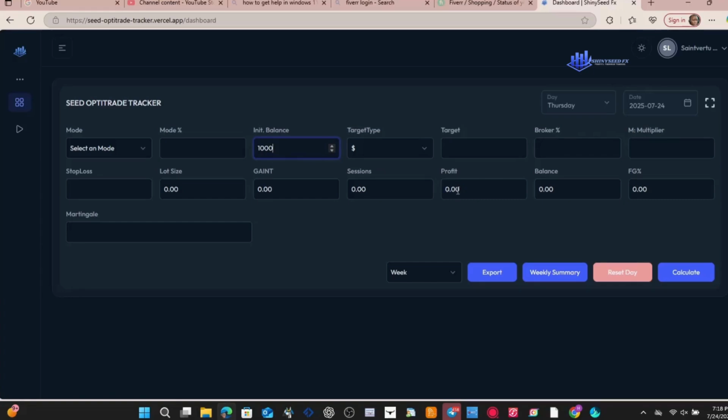Let's enter all the information to calculate lot size, martingales, sessions, etc. For now, let's use the moderate mode. Remember, conservative and safe modes are best for you. With this strategy, you will never blow your account. You will always stay in profit.